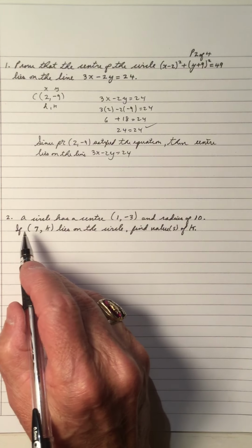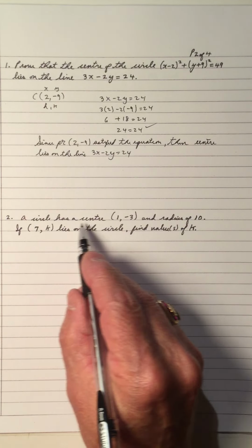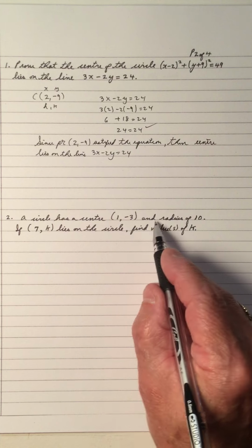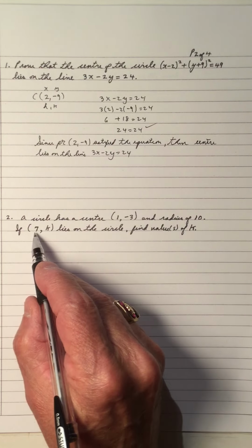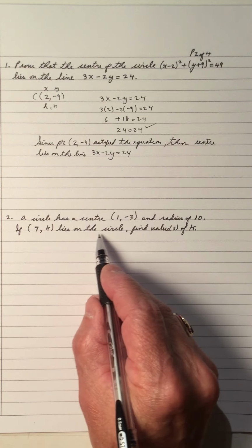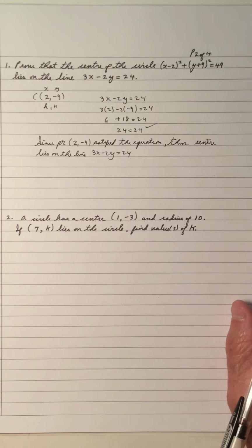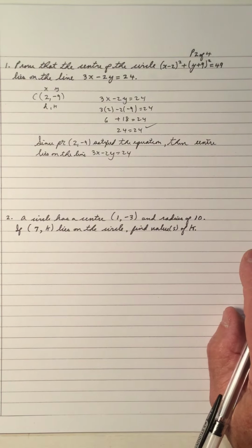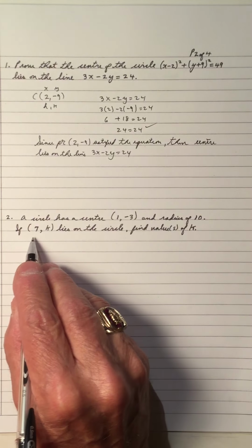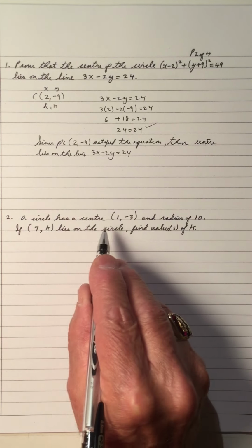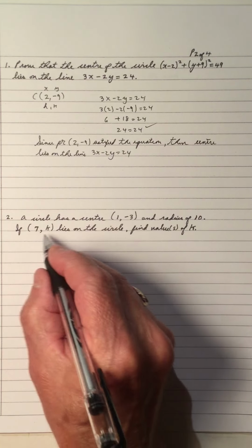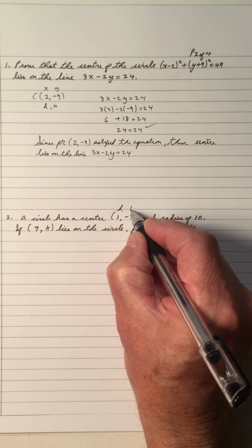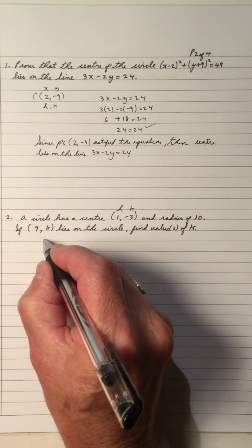Okay, let's try another one. A circle has a center of (1, −3) with a radius of 10. If (7, k) lies on the circle, find the values of k. Okay, so again, the point lies on the circle. So we'll find the equation. So this is h, k, and that's the radius.